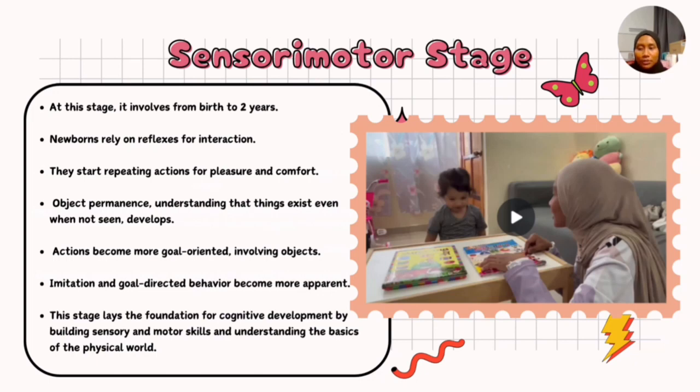A monumental achievement during the sensorimotor stage is the development of object permanence. Imagine a child realizing that even when a toy disappears from view, it continues to exist. This understanding is a constituent of cognitive development and signifies a significant leap in their ability to comprehend the world.